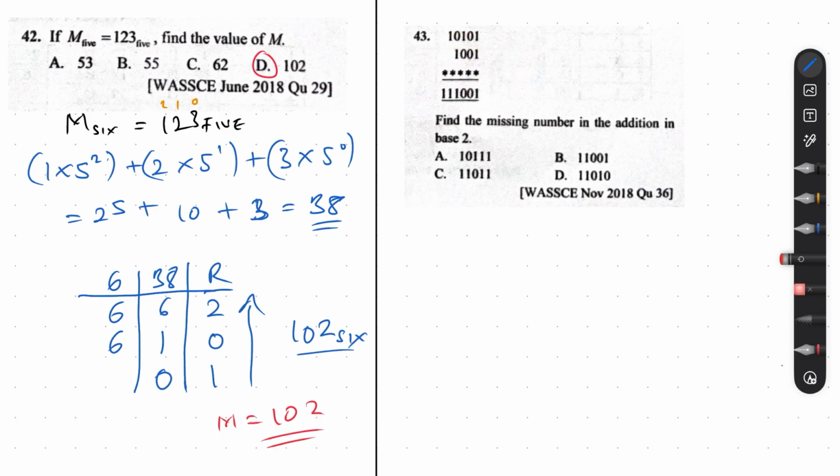So let's first do our addition, which is 10101 plus 1001. Okay, cool. So let's do that. 1 plus 1 gives us 2. In base 2 that is 10. So we put our 0 and then the 1 comes here. So 1 plus 0 gives us 1.